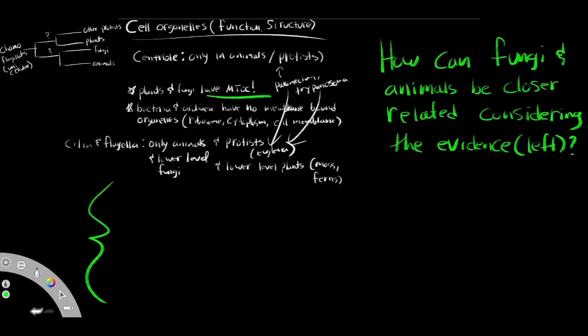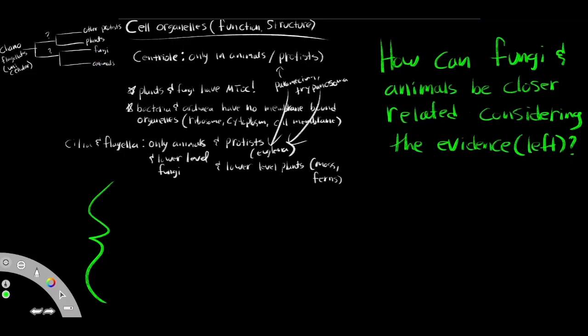But they have a very similar trait in that MTOC. So how is this making sense right now? Let's look at cilia and flagella as well. It seems that only animals and protists have cilia and flagella. Again, animals over here, protists over here. They're very, very far from each other, just as far away as fungi and plants are from one another.